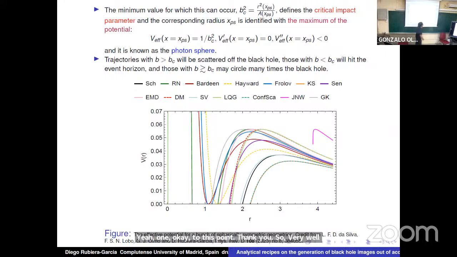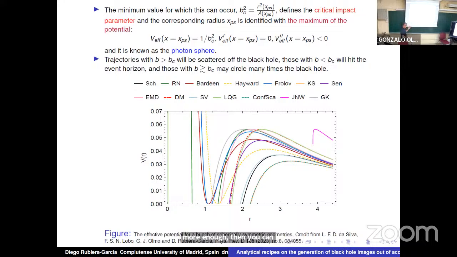For values of the impact parameter above the one associated to this maximum, the photon gets to a minimum distance and is repelled by the potential barrier and gets back to you. On the other hand, if the impact parameter is small enough, then you can get over the maximum, and explore the internal region of the object.